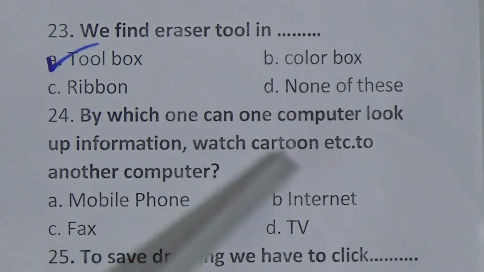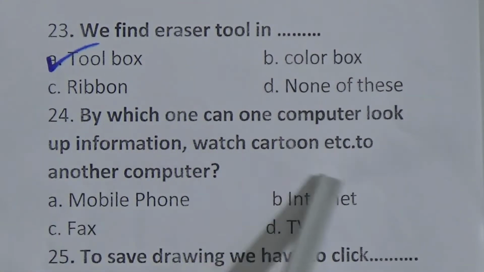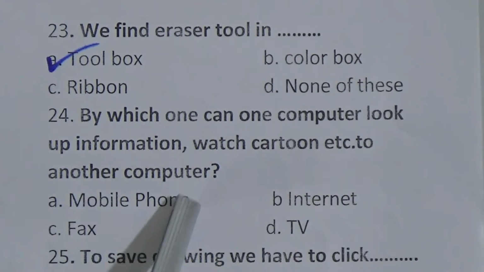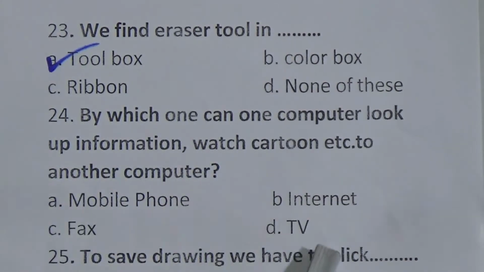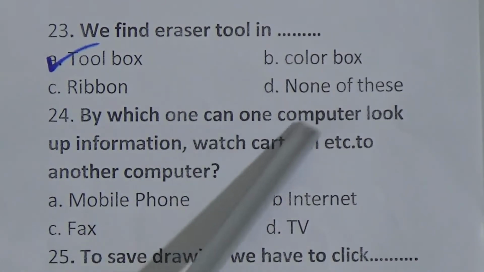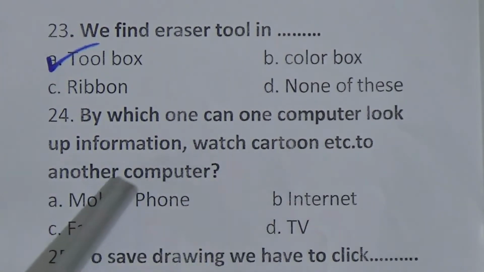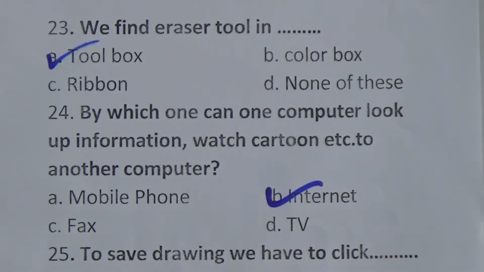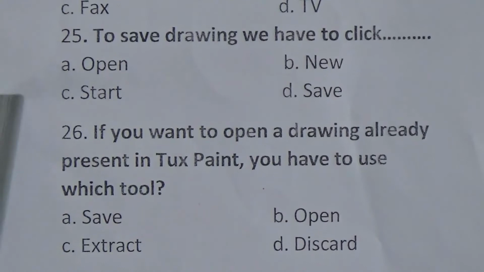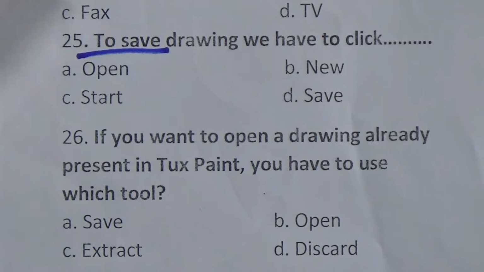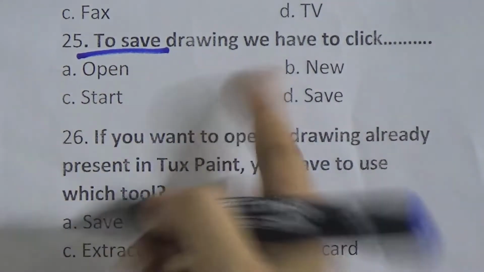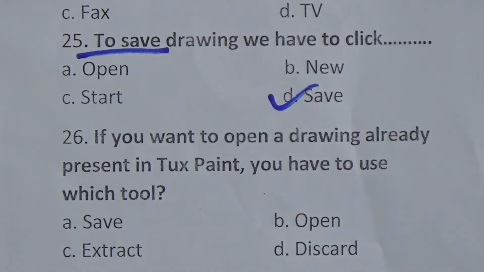By which one can one computer look up information, watch cartoons, etc. from another computer? Option A, mobile phone; B, internet; C, fax; and D, TV. Dear learners, do you know by which one a computer can look up information? Yes, over the internet. To save a drawing, we have to click open, new, start, or save. So what is the question? To save a drawing. So our correct option is save.